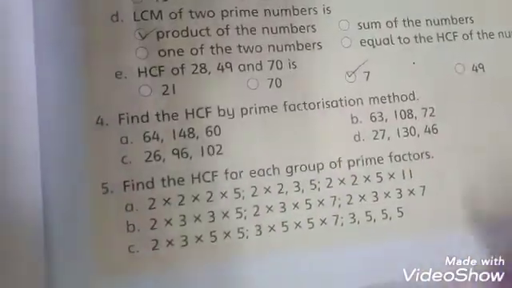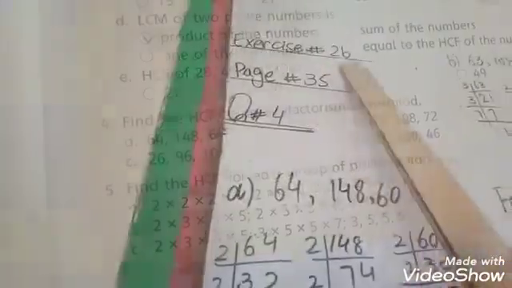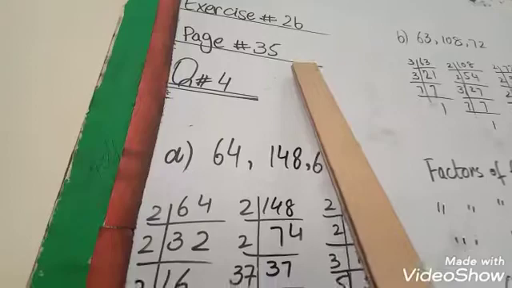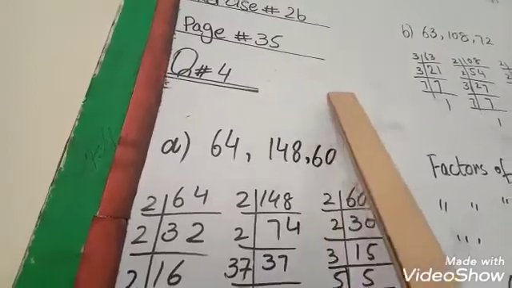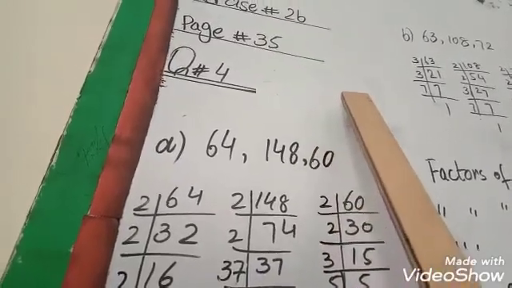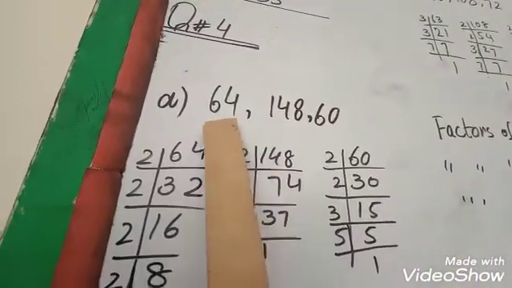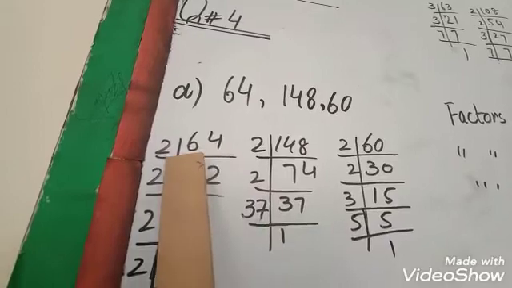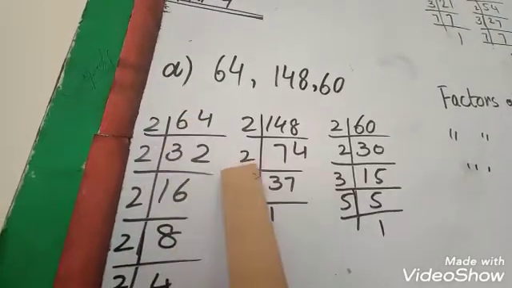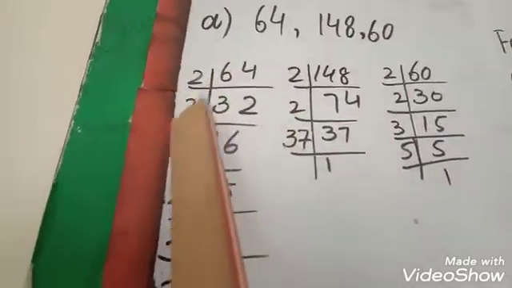Next questions we will solve on the whiteboard. Exercise 2b, page number 35. Question number 4. Find the HCF by prime factorization method. First we find factors of 64. Right here is 64. 2 threes are 6. 2 to the 4. We take just prime numbers.